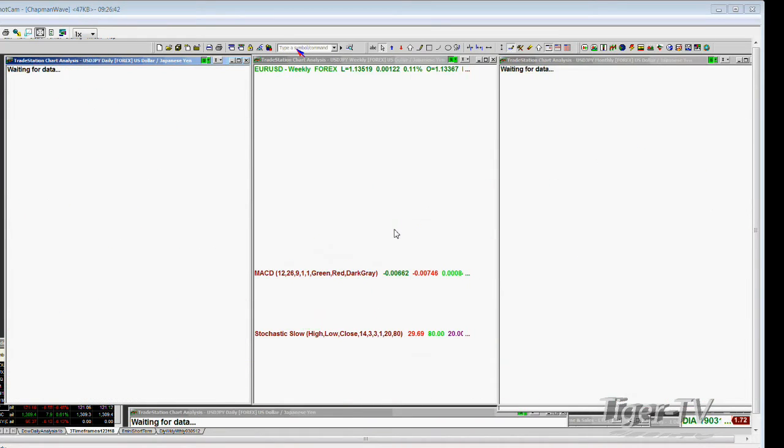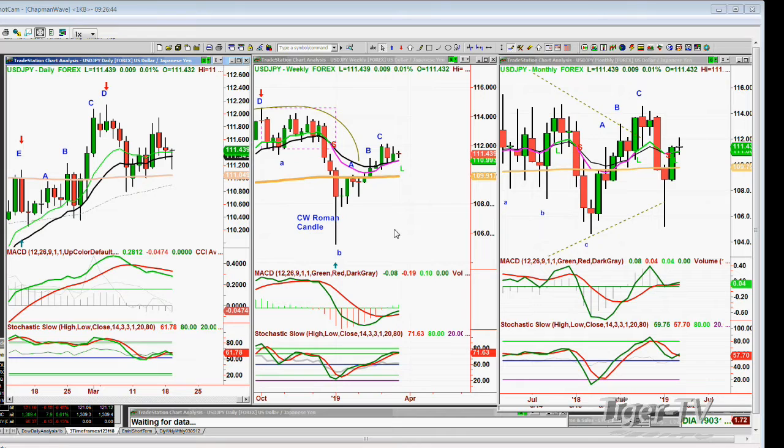That's the euro-dollar currency pair making an arch formation, 111.43. It's kind of stuck in a range.